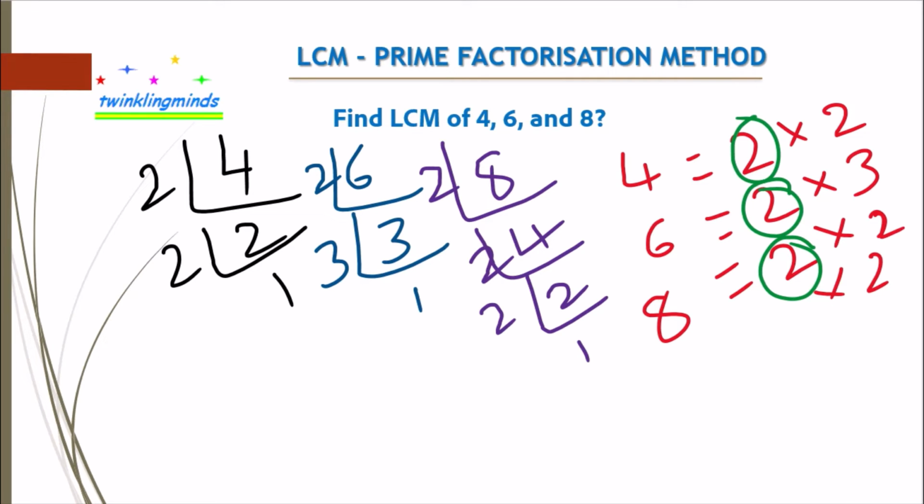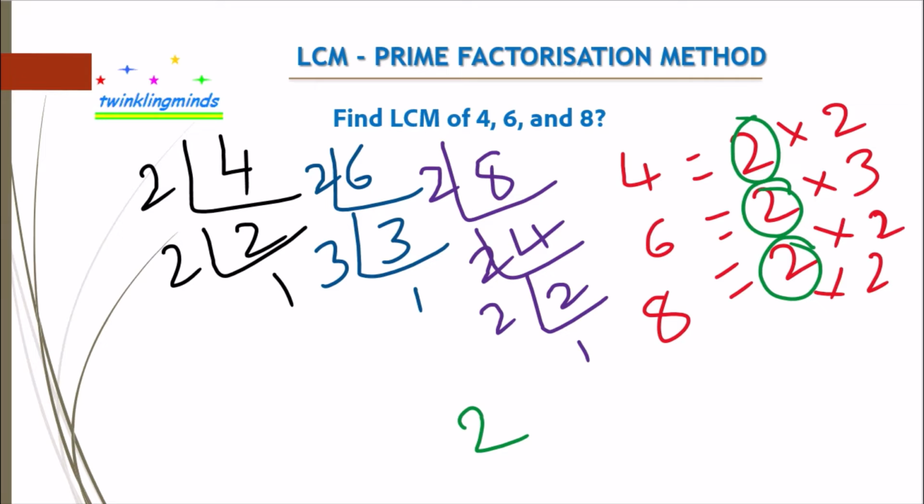So for our LCM we will only consider 1 2 as a factor. Then let us move to the next two.